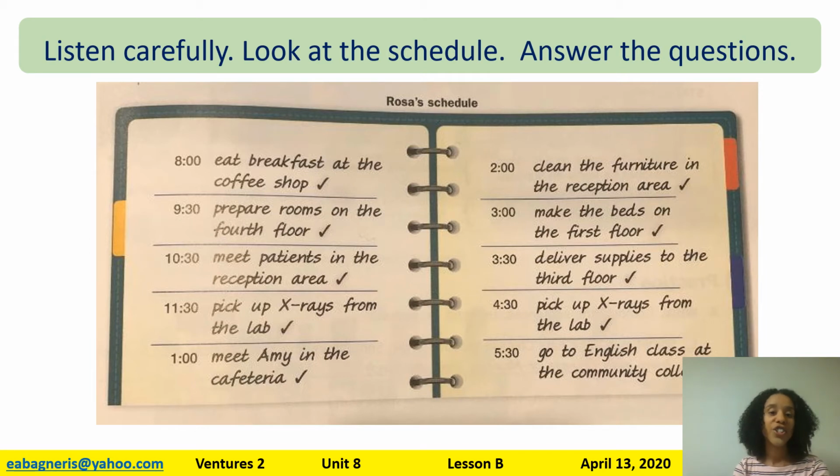Do you see those check marks? Okay, let me show you. This is a check mark. Do you see the check marks? The check marks tell you the place. So those will go with the where questions. Okay? The check marks tell you the place. Let's do another example. Where did Rosa go at 9:30?